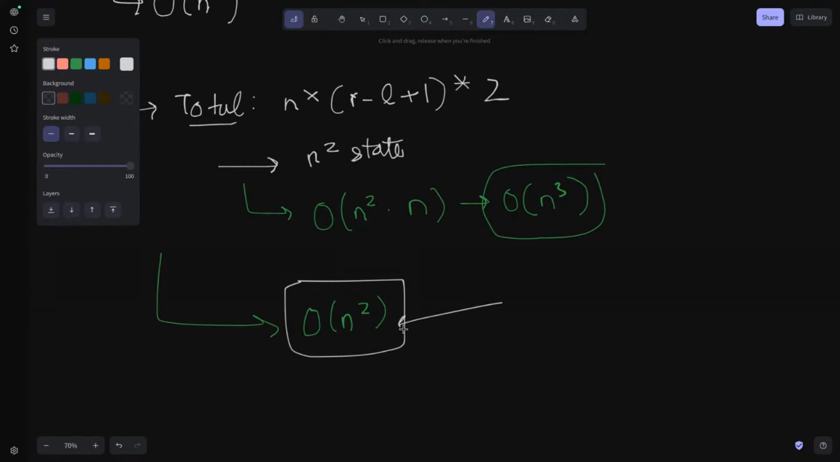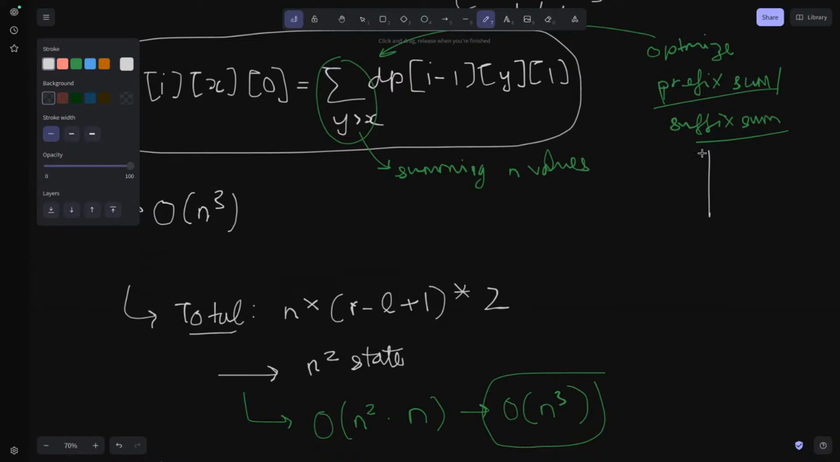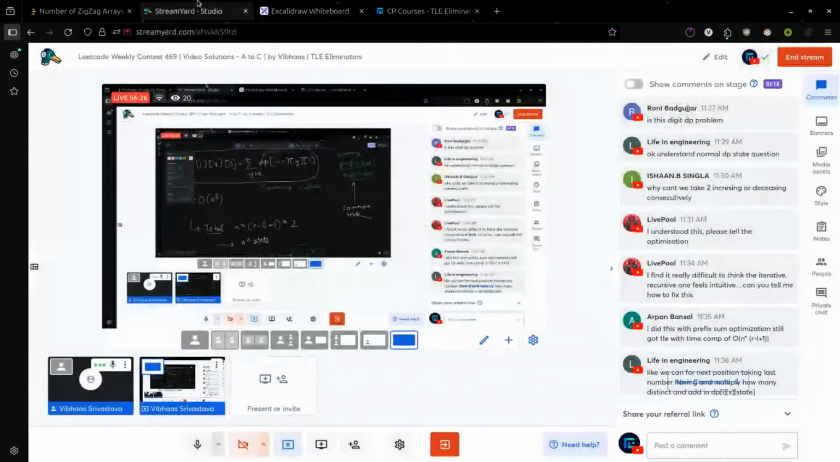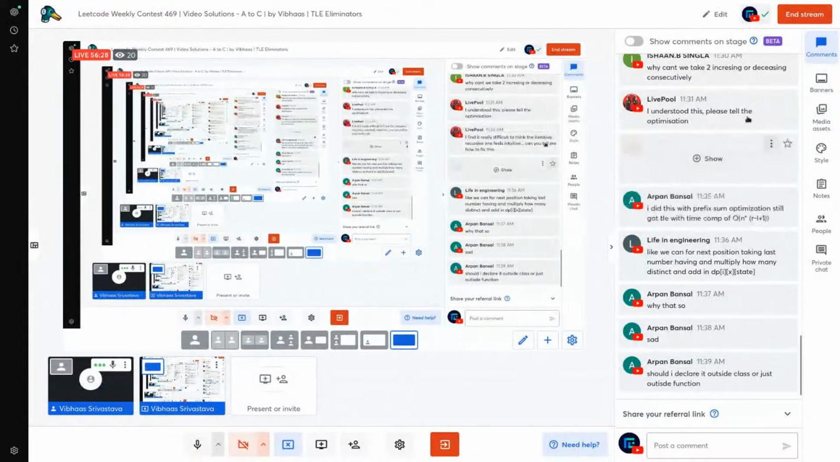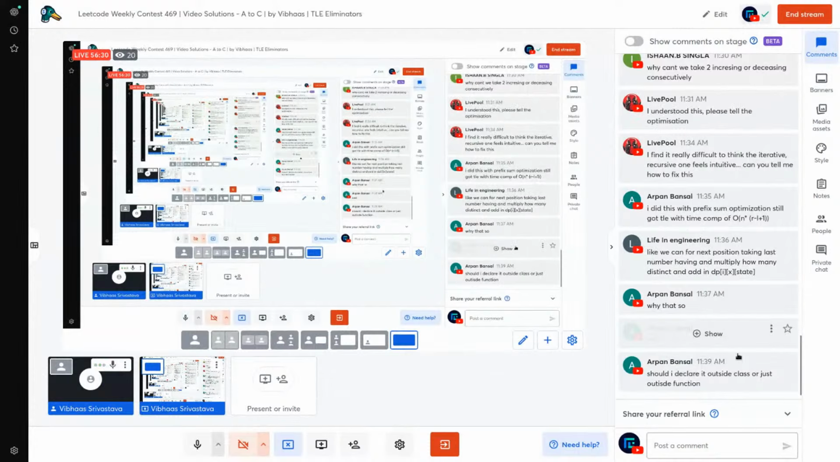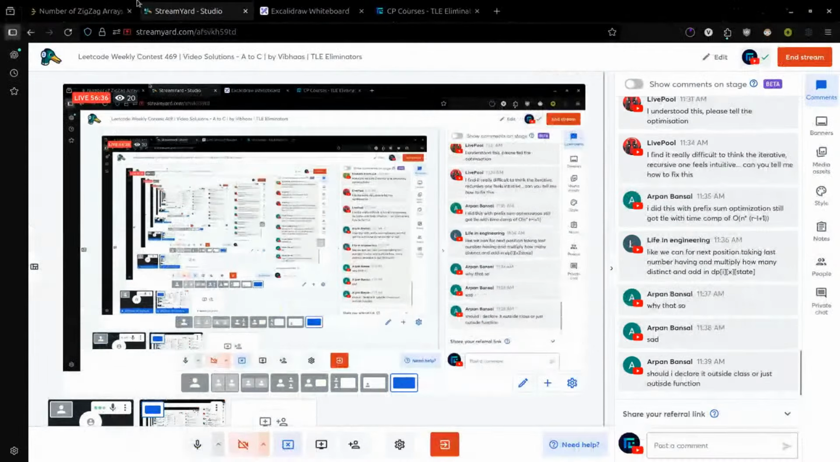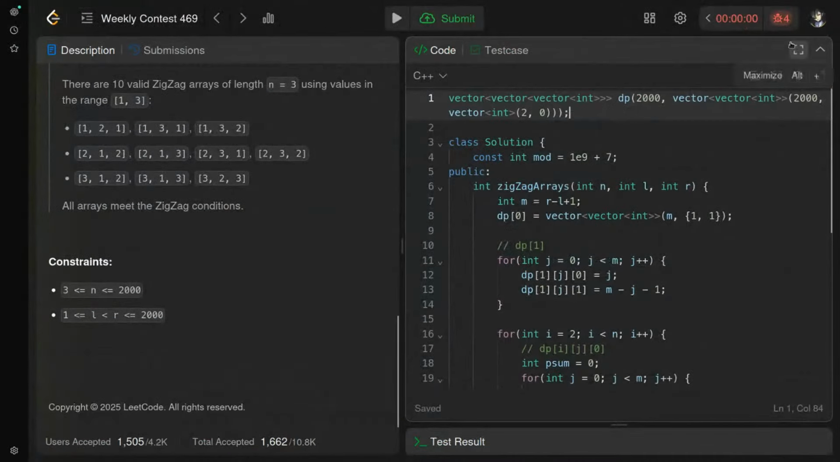This is a common trick in DP. If you solve enough DP problems, you'll definitely see this at least a few times, right? Someone in the chat had also found out how to do this, but I think they did not make a global array. That's why they were getting errors. You should declare it outside the class, Arpan. Okay, so let's have a look at the code now.